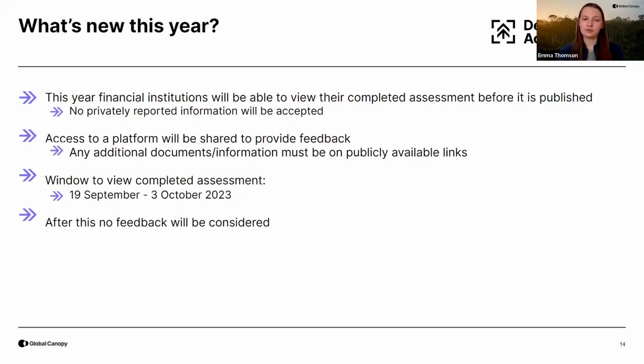The window in which you can view that completed assessment has already been set, and that is from the 19th of September to the 3rd of October of this year. So please do make sure either yourself or another colleague is available to view your completed assessment at that time if you would like to, as after that end date of the 3rd of October, no additional feedback will be considered. Next slide, please.